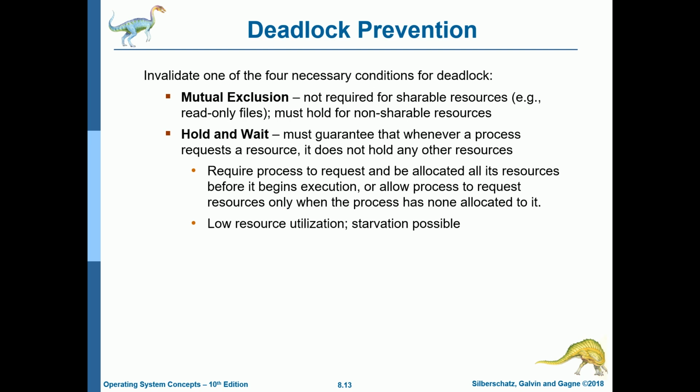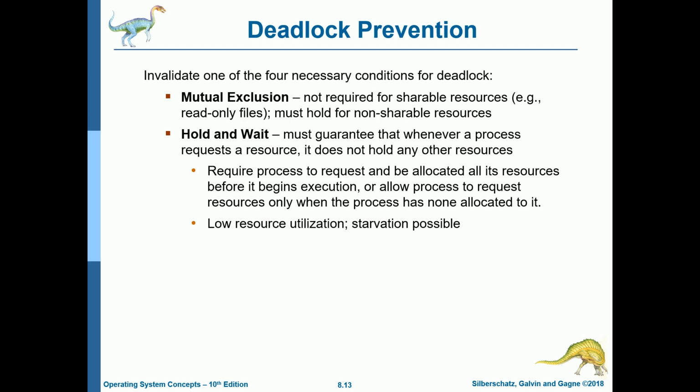Read-only files are a good example of a shareable resource. If several threads attempt to open a read-only file at the same time, they can be granted simultaneous access to the file. A thread never needs to wait for a shareable resource. In general, however, we cannot prevent deadlocks by denying the mutual exclusion condition because some resources are intrinsically non-shareable. For example, a mutex lock cannot be simultaneously shared by several threads.